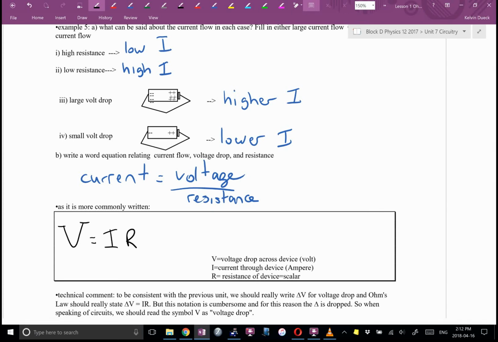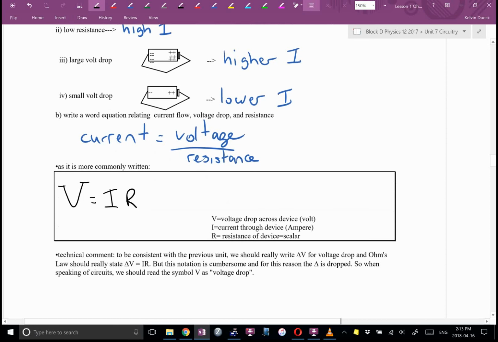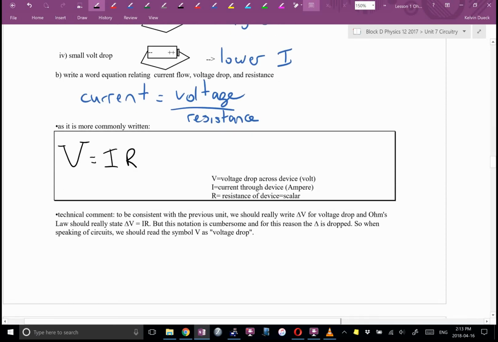V is voltage drop, measured in volts. I is the current running through the device, measured in amps. R is the resistance of the device. It's a scalar. The units for R we'll talk about. By the way, to be consistent with the previous unit, I really technically should write change in, except it just gets cumbersome. Ohm's law should really read delta V equals I times R, but the delta is dropped. So when you're talking about circuits, you really should think about going through a resistor as a voltage drop.